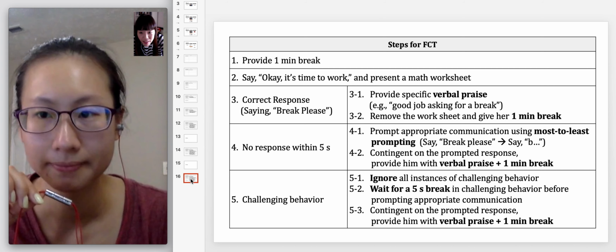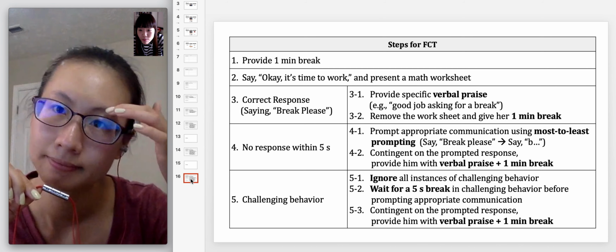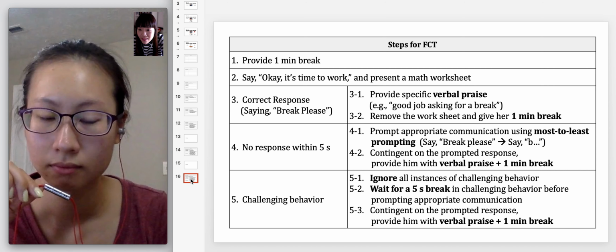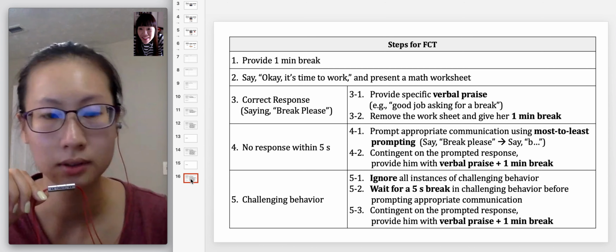Do you have any other questions related to the procedure or implementing it? No, I don't think so. You did a great job.